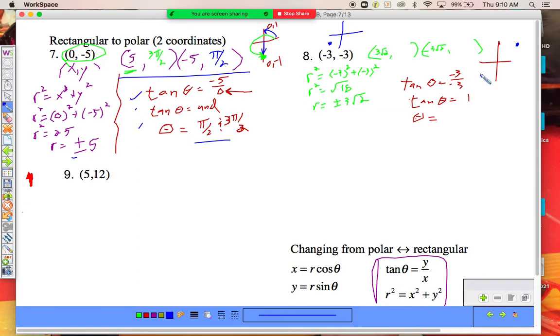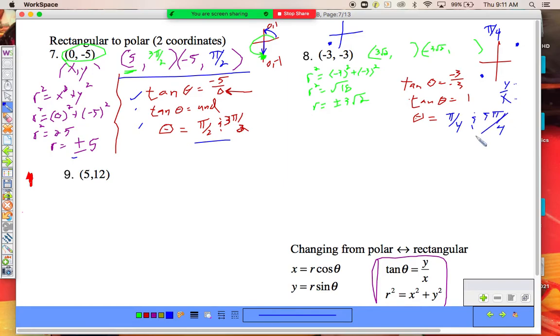Now I need to see when I put my y over my x, I get an answer of 1. So what does that tell me about my y and x? They're the same. What reference angle has the same value for x and y? Pi over 4. So I'm going to pick my pi over 4 in the first, and my pi over 4 in the third. We get pi over 4 and 5 pi over 4.